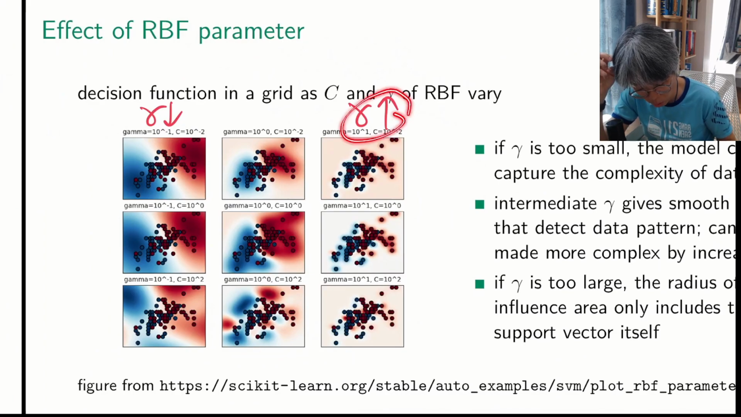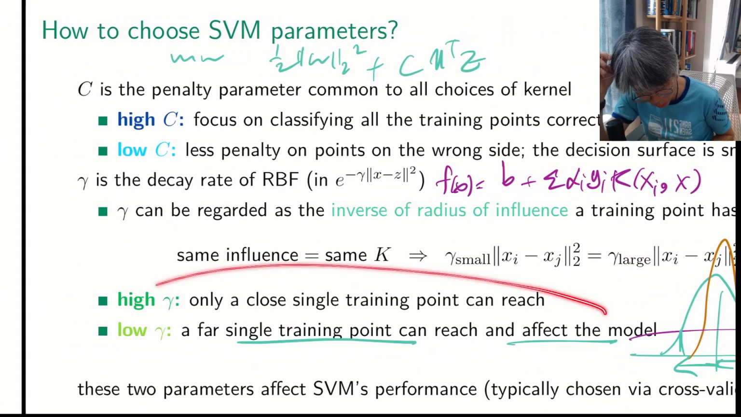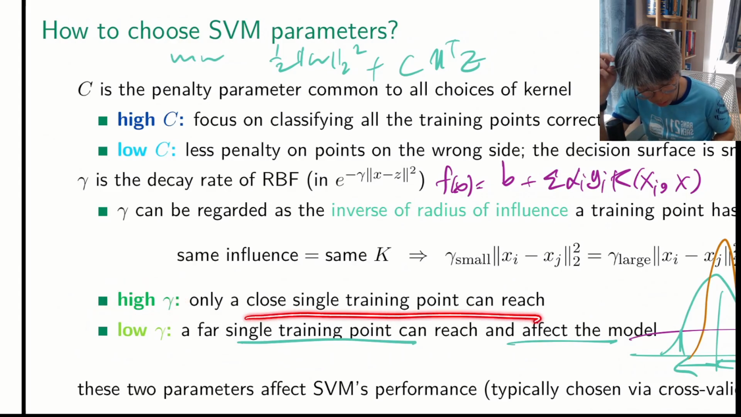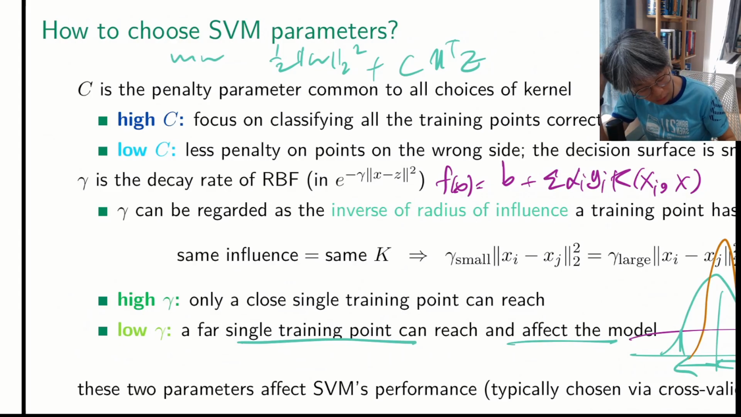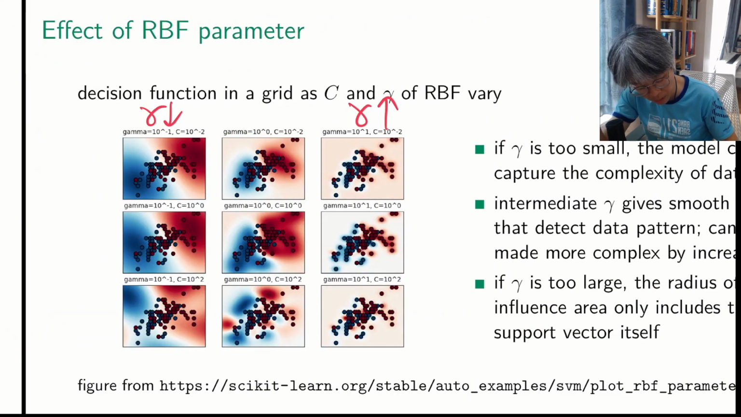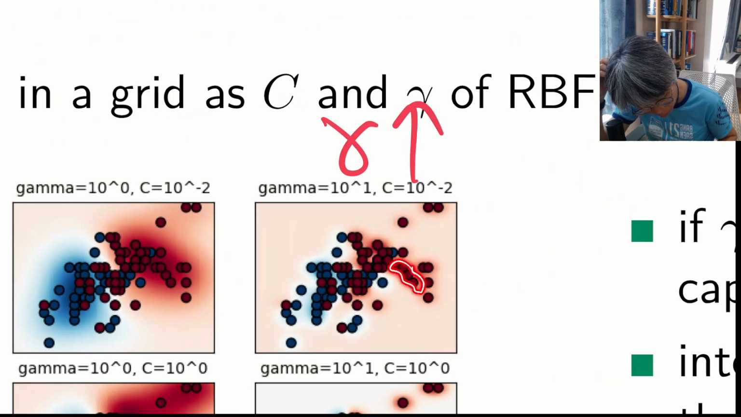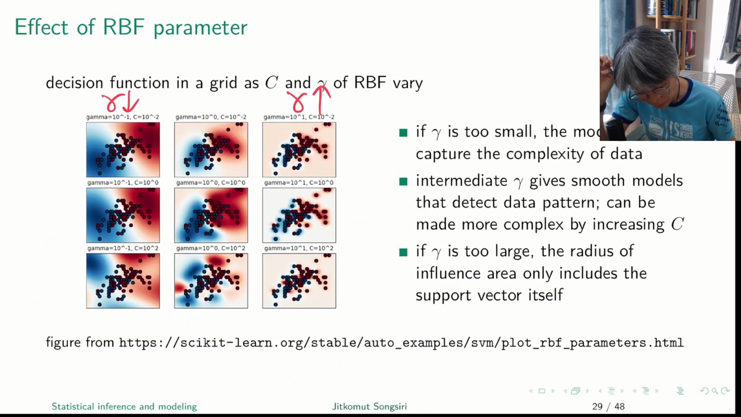Go back to our previous conclusion. For a higher value of gamma, only a close single training point will have the effect on the outcome. That's why it tries to capture a lot more local property. So you have to balance. Using a small value of gamma tends to be linear, a bigger one could be more nonlinear, and a very big one very nonlinear.